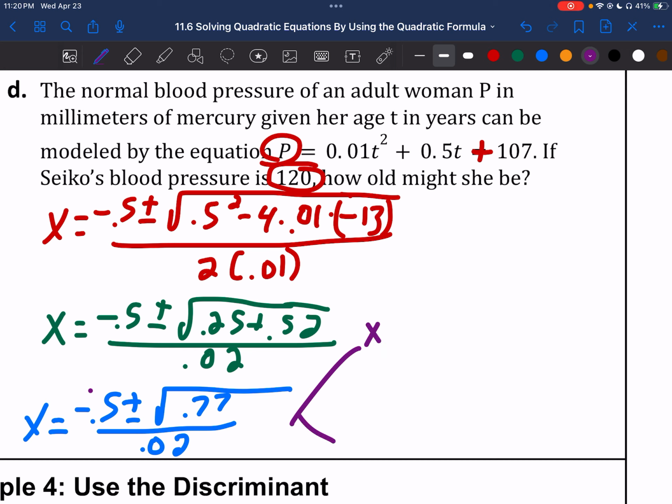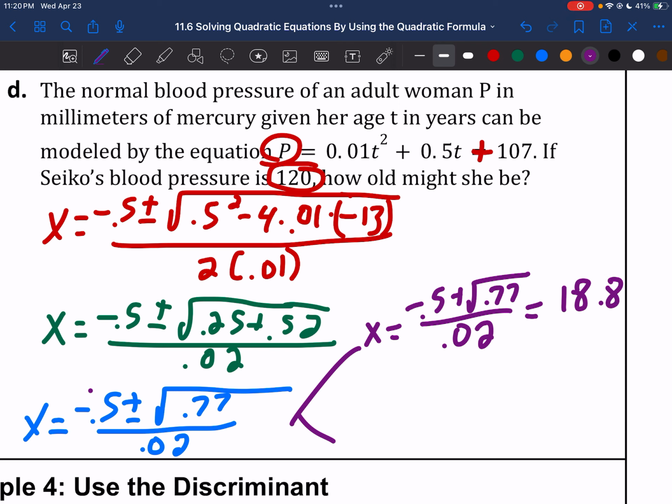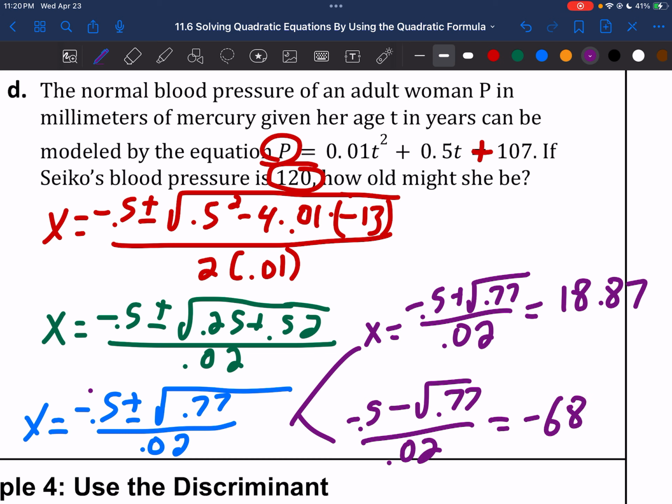We got x is equal to negative 0.5 plus the square root of 0.77 over 0.02, and that's going to equal 18.87. Our second one, negative 0.5 minus the square root of 0.77 over 0.02, that's going to equal negative 68.87.